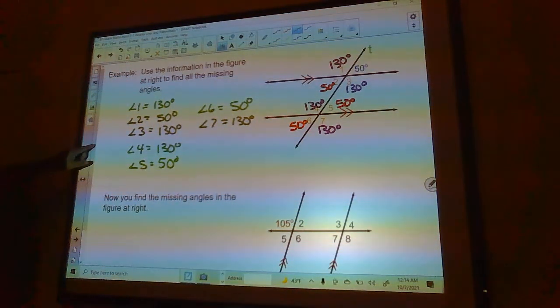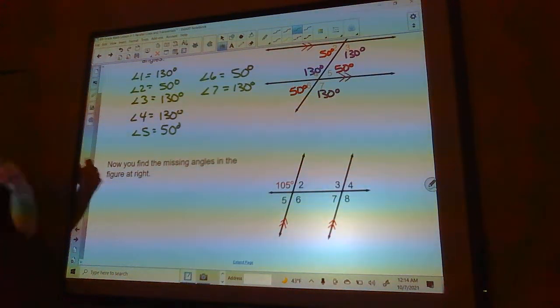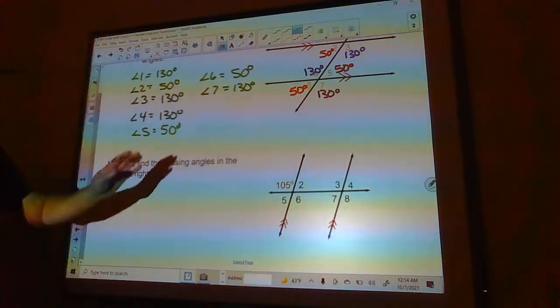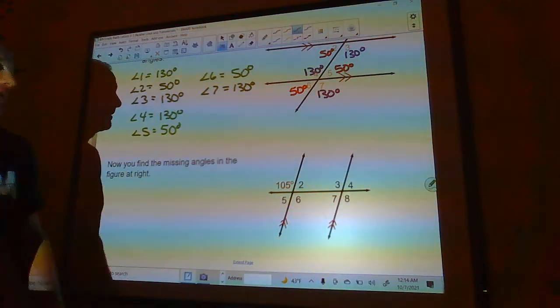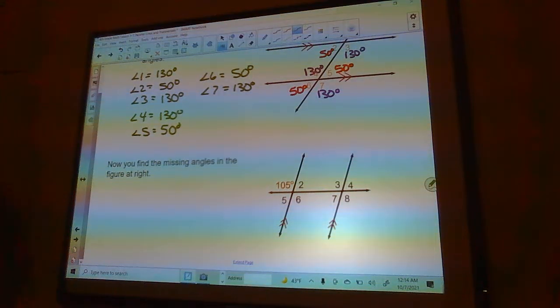Okay, so here's what I want you to do: pause the video here. Here's two parallel lines that are cut by a transversal. I want you to find all those angles and then jump back on here and check to see that you got it correct.